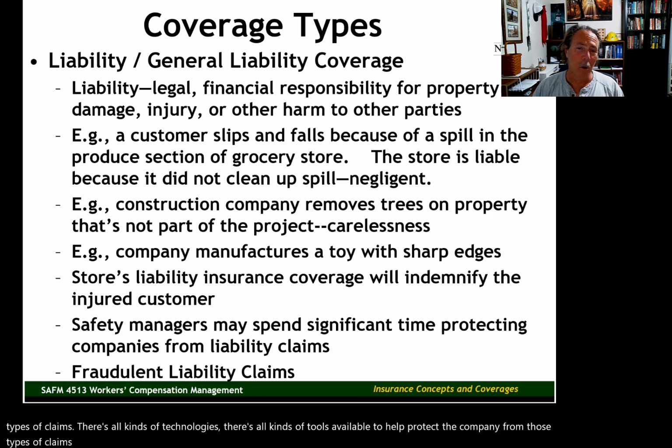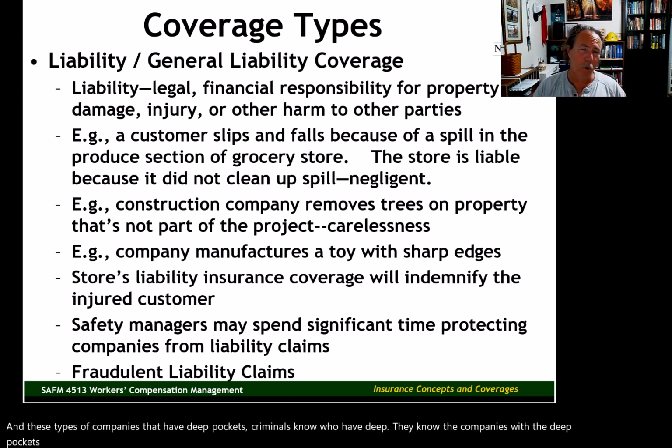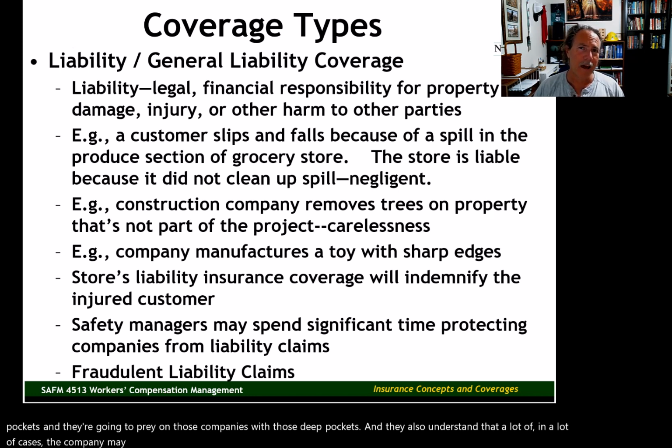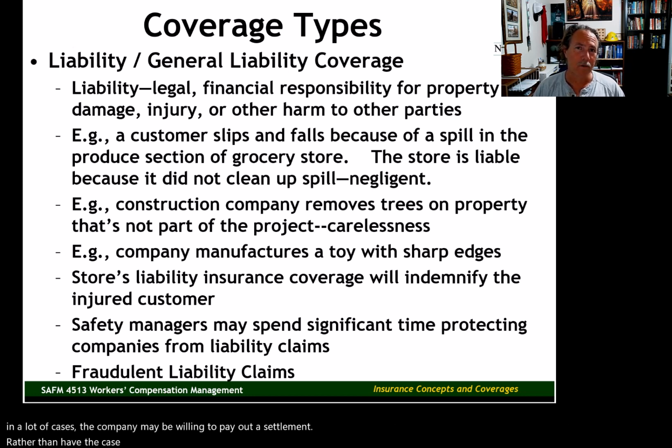But it's an ongoing battle between criminals who would engage in this type of fraud and these types of companies that have deep pockets. Criminals know the companies with the deep pockets, and they're going to prey on those companies. And they also understand that in a lot of cases, the company may be willing to pay out a settlement rather than have the case go to court.